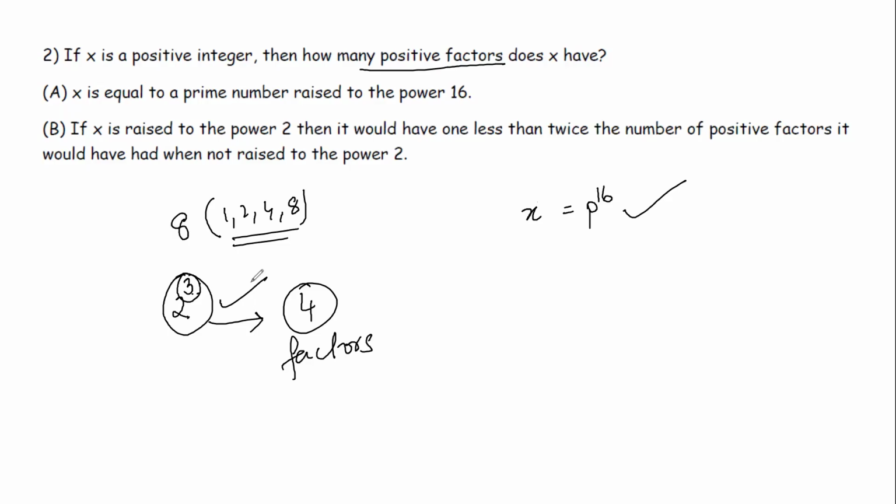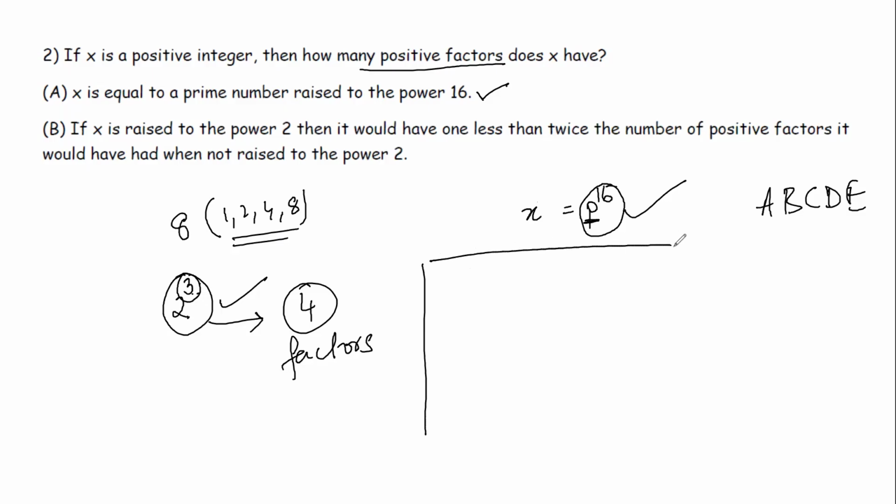So A alone gives the answer the moment we come to know that x is equal to a prime number raised to the power 16. So we know that x has 17 factors. Are you with me? And just an extra explanation.